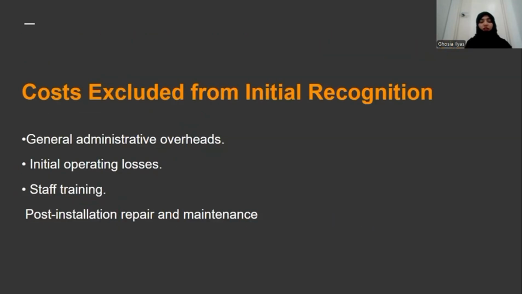The costs which are excluded: the first one is administrative overhead, early operating losses while the staff are learning the system, and the training cost.